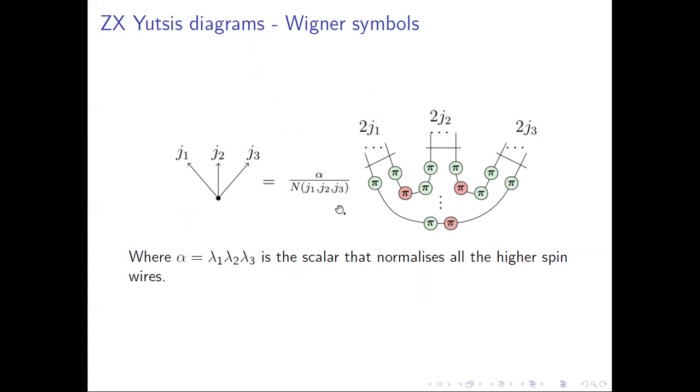The reason we've got that is because when we're writing in this spin half form, we're actually working in a sort of version of the binor calculus. So when we need to move to the Yutsis diagrams, we need to use that normalization to connect things up properly. Okay, so now we've got Yutsis diagrams represented as ZX diagrams.